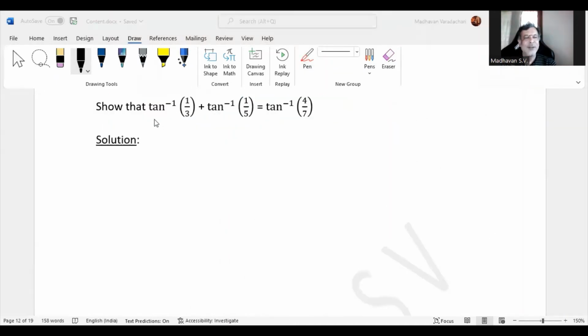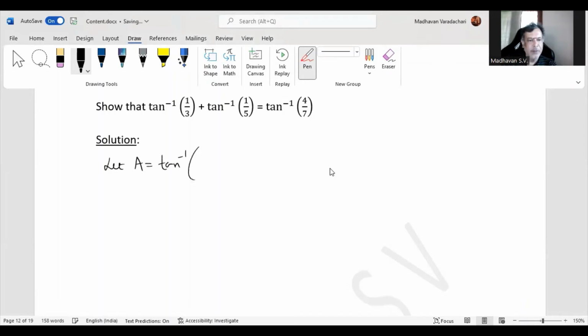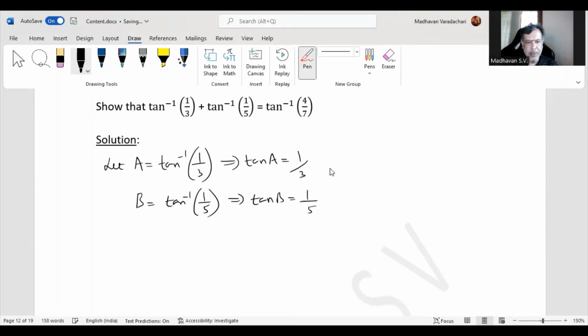In this, we need to show that tan inverse of 1 by 3 plus tan inverse of 1 by 5 is equal to tan inverse of 4 by 7. So let A equal to tan inverse of 1 by 3, which means tan A is 1 by 3. Similarly, let B equal to tan inverse of 1 by 5, which means tan B is 1 by 5.